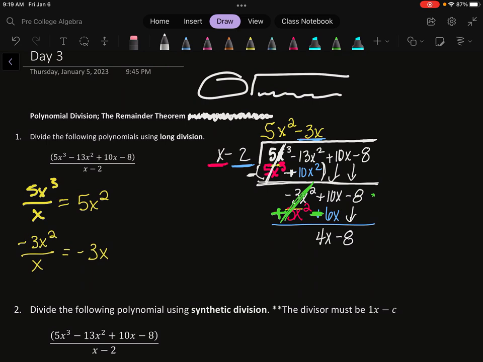So I might need some space in a little bit. Okay, so our last but not least, we need this x squared to go into this 4x. So I can come over to the side here and do 4x divided by x, which is 4, positive 4. So the plus 4 goes there, and then I have to multiply it out. So I have 4 times x, which is 4x, and then 4 times negative 2 is negative 8.